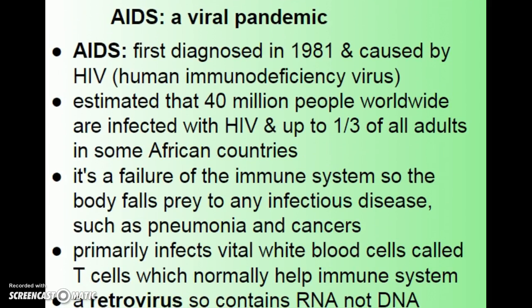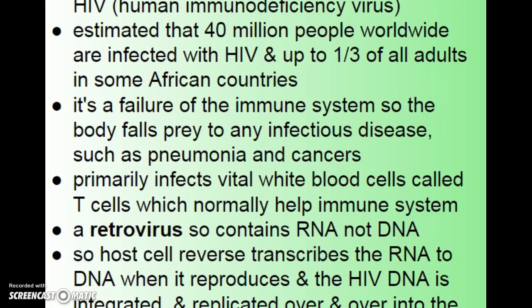AIDS is a viral pandemic that was first diagnosed in 1981. It's caused by the HIV, or human immunodeficiency virus. It's estimated that over 40 million people worldwide are infected with HIV. Up to a third of all adults in some African countries are estimated to be carrying HIV. Now, not all of these will develop into full-blown AIDS, but certainly a number of them will, especially people who live under stress and poverty, poor nutrition, etc.